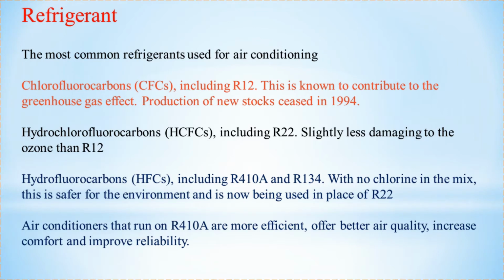An air conditioner contains a refrigerant inside the copper coils and it is circulated throughout the cycle as the refrigerant absorbs the heat from the indoor air. The most common refrigerants used for air conditioning include R22, R410A, R134A and R600A or isobutane.